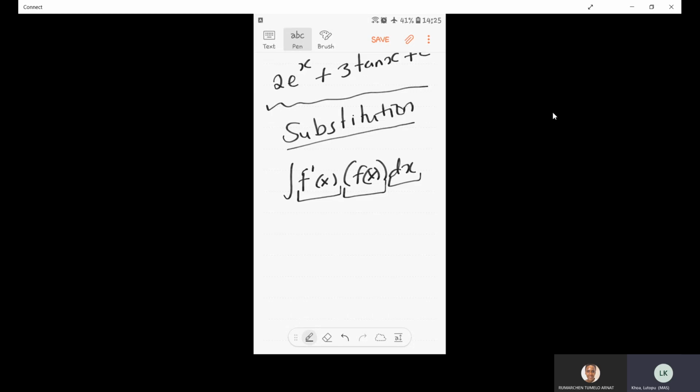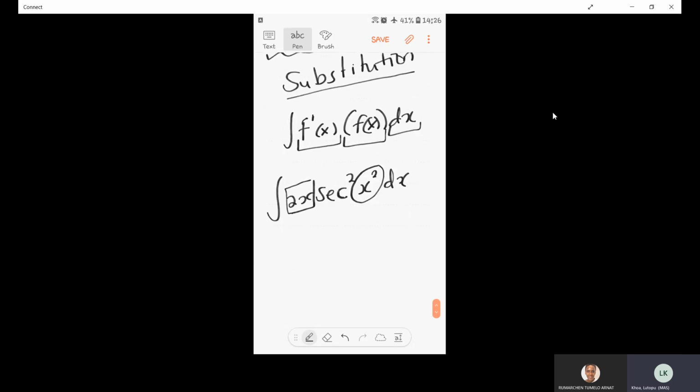So we can look at an example. If you have to integrate, for example, 2x sec squared of x squared dx. Now you'll notice this function over here, x squared, and if you compare it with that one over there, 2x is the derivative of x squared. So what you do is you'll make a substitution. You'll say let u equal to x squared.